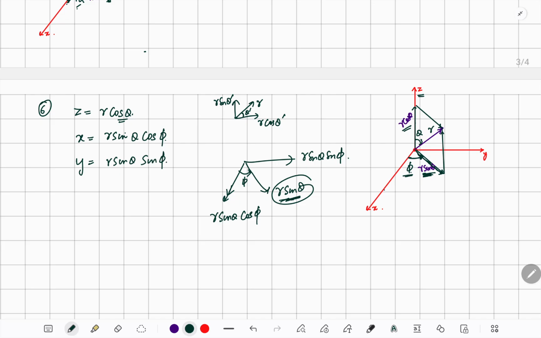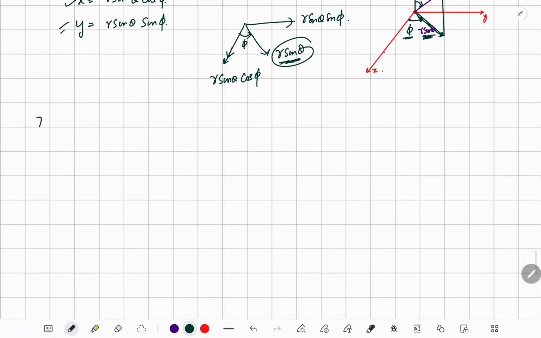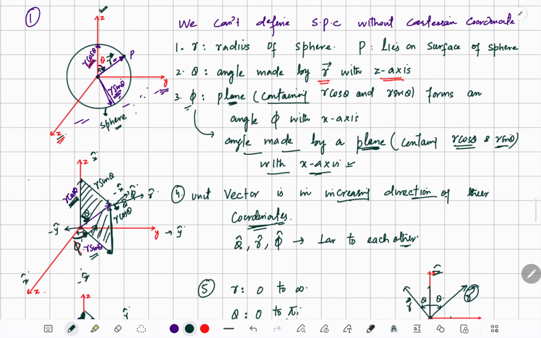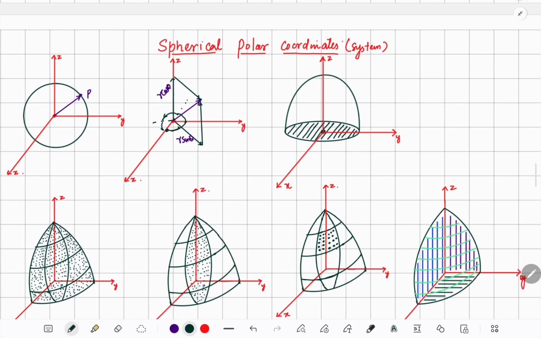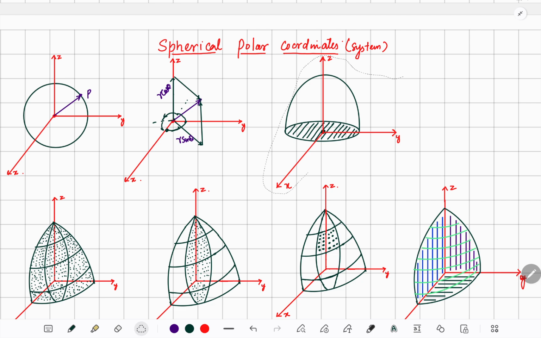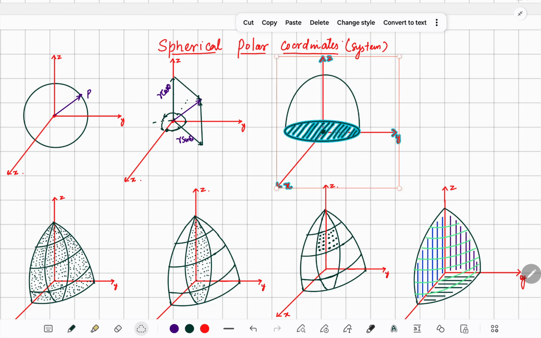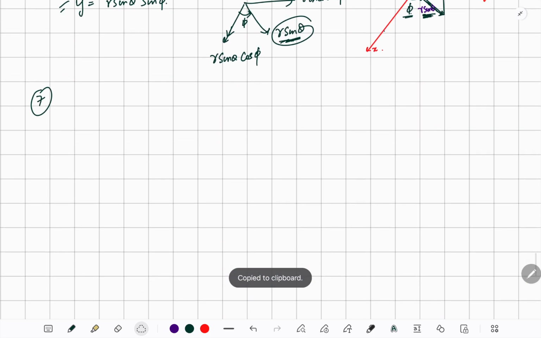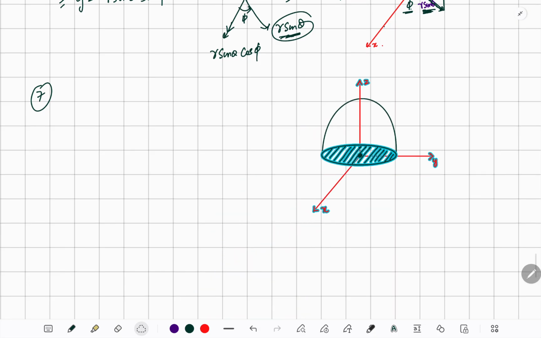So this is the relation between the Cartesian coordinates and the spherical polar coordinates. I hope you understand this very important point. Now let's move to the seventh point. I'll make everything in points. Now let's take this image, and now we will try to understand some more pointers from the spherical polar coordinate system.